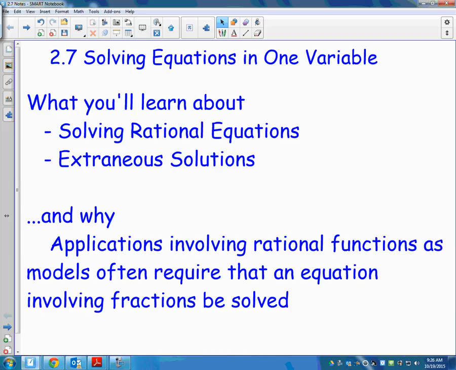The big thing with rational equations is that you have to think about extraneous solutions because you have those x's in the denominator. You can't have a solution that's an asymptote, right? And so you have to check them. And there are a lot of applications that require this, and so that's kind of why we have to do it. Plus, it's just kind of fun.